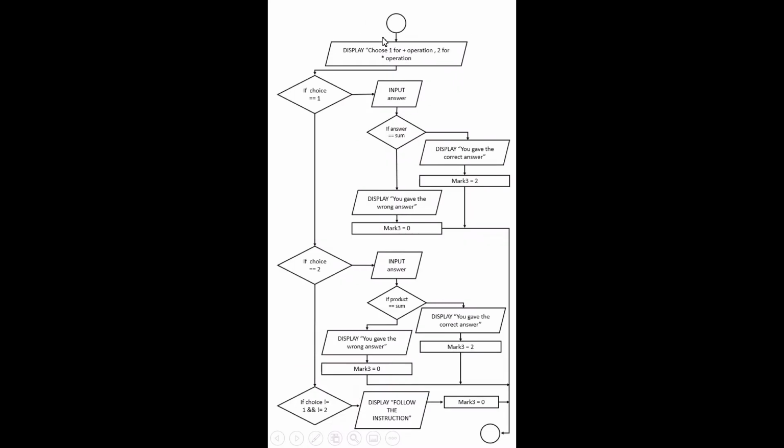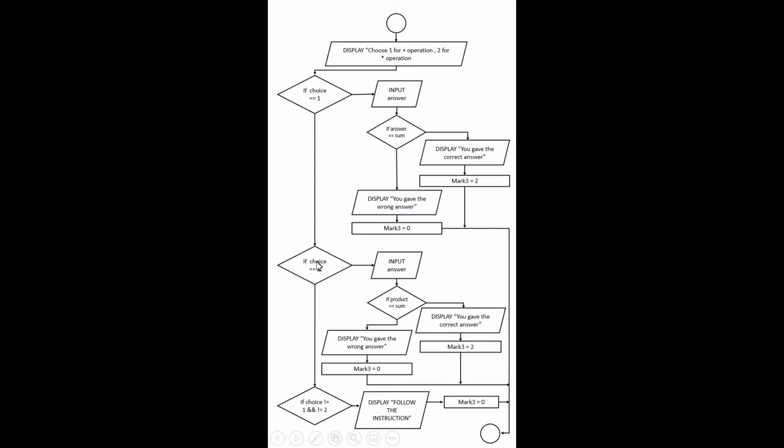Here the user chooses 1 for plus operation, or 2 for multiply or product operation. If the user's choice equals 1, the user needs to put in the answer to find the sum, and if the answer equals the sum, it's correct and the user gets 2 marks. If it's wrong, the user gets 0 marks.